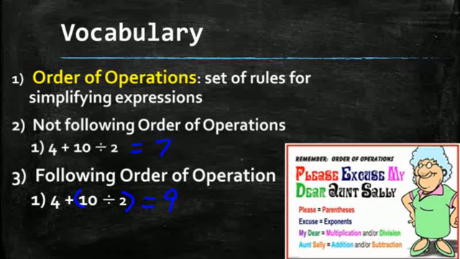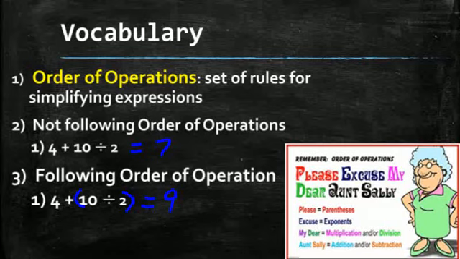The M and the D, M for multiplication, D for division. For those, you always go from left to right. So if you have multiplication and division in there, whatever one happens first from the left, you start there and you go to the right. Then A and S for addition and subtraction. And again, you do those last from left to right.